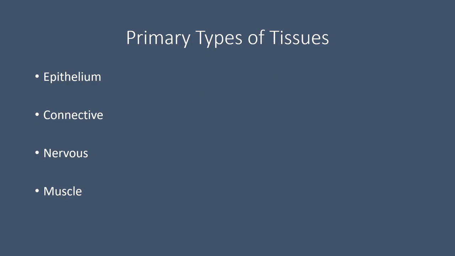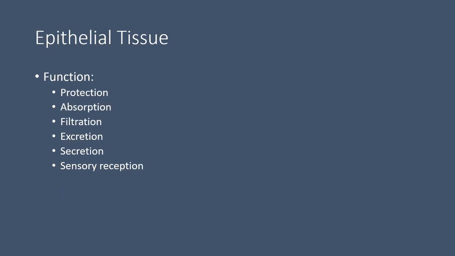We divide tissues into four primary types, and that would be epithelium, connective, nervous, and muscle. So if we start with the epithelial tissue, overall function is to help protect and absorb. Filtration, excretion, and secretion are all important functions of these, as well as sensory reception.